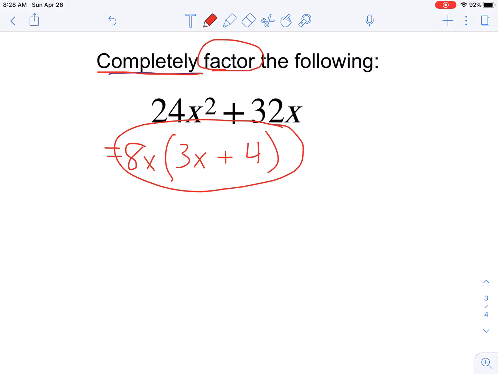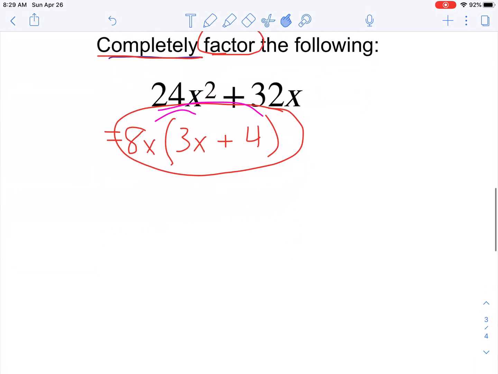Again, you can always check your answer here. If I distribute this back in, 8x times 3x is 24x squared, and 8x times 4 is 32x, so I know that 8x times 3x plus 4 is my final answer. That's the only example that I'm putting on this video today. Factoring by greatest common factor is pretty straightforward.